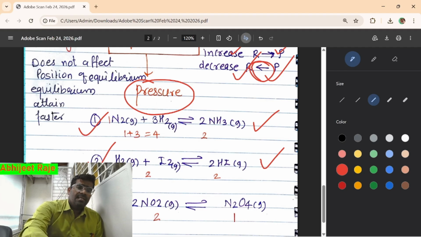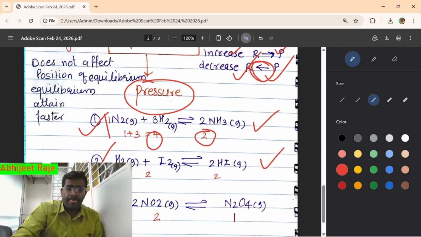You can see here, I have 1 mole of N2 and 3 moles of H2, so the total moles are 4. On the product side, the total moles are 2. So in this case, I have to increase the pressure. If I increase the pressure, equilibrium will shift towards the right. And if I decrease the pressure, equilibrium shifts towards the left.